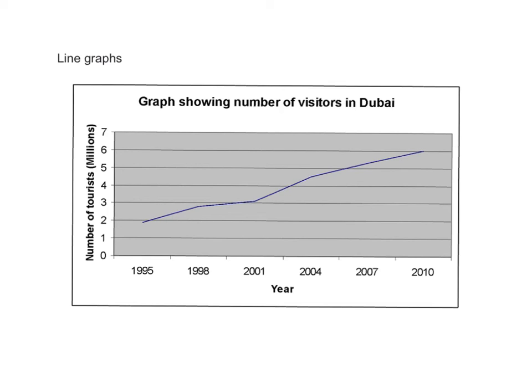Remember, we need to manipulate the data. So we could say in 1995 there were just about 2 million people visiting Dubai. And by 2010, this had trebled to 6 million.